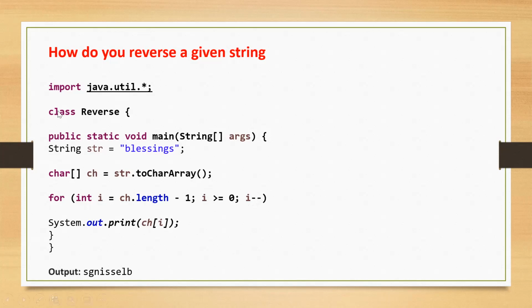So the last is S. Here S is the last and the first is B. So this is the output. It will print like that. So this is the reverse of a string.